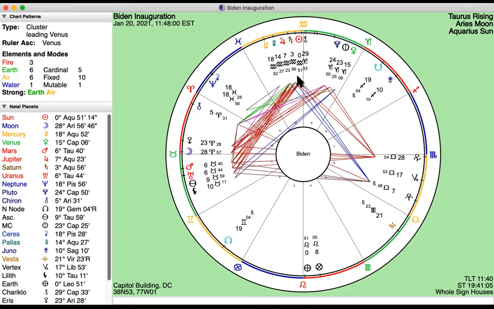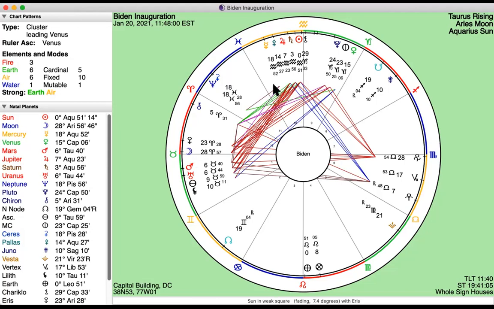So, as you see, it is in a perfect square to Joe Biden's natal moon at 0 degrees 59 Taurus. So the moon is squaring the sun in the inauguration. You see this is conflicting with his emotional state of being, his natural state of being.